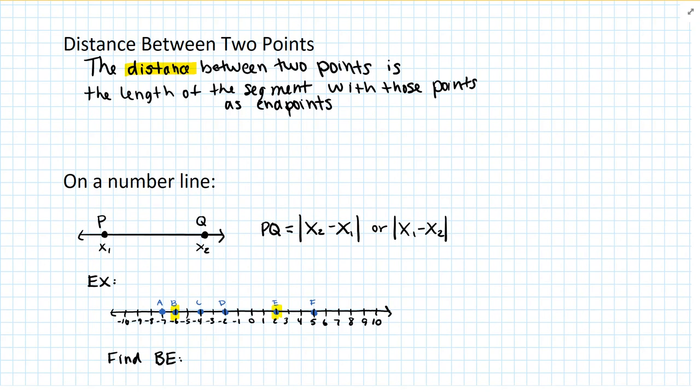So what this means is, if I have any 2 points in space, the distance between them is just going to be a segment connecting those 2 points. So it's basically the shortest path between those 2 points. And when we're talking about distance, it's important to note that distance is always positive.